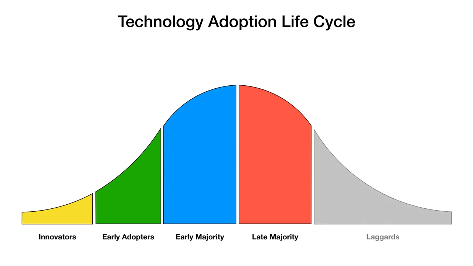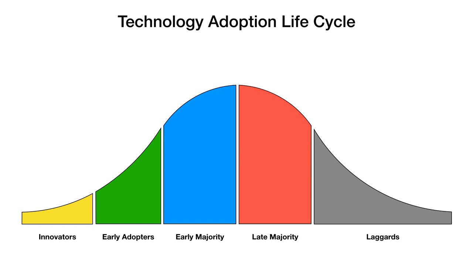Then we have the last group, which is the laggards. These are the ones that are really skeptical. They really don't want to change their way of doing things. The typewriter works just fine. Thank you very much. I don't need a computer. There are people out there like that who just don't want to adopt that new technology, and are skeptical of the impact it can really have on their lives.